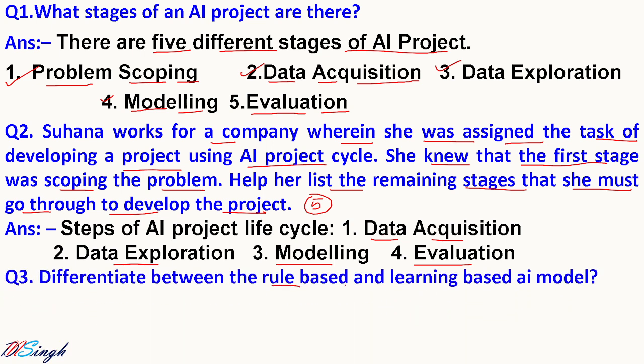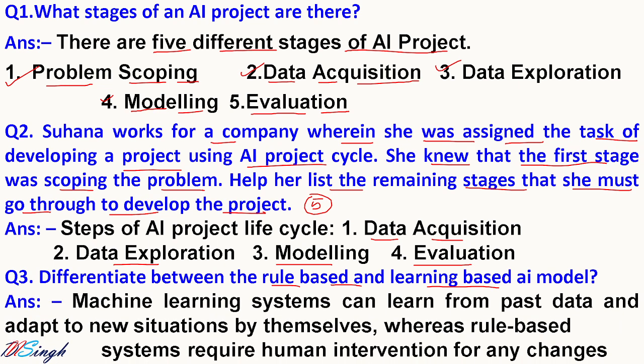Differentiate between rule-based and learning-based approach of modeling. So there are different types of approaches in modeling. One of them is called what? Rule-based and learning-based. Let us see the answer.